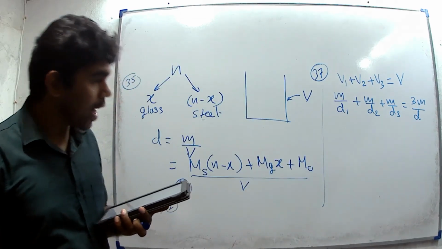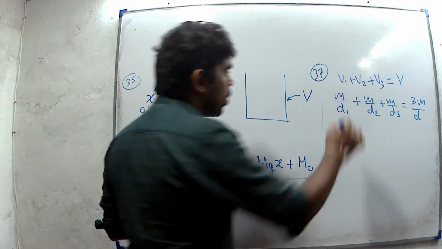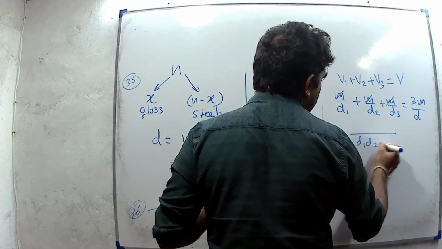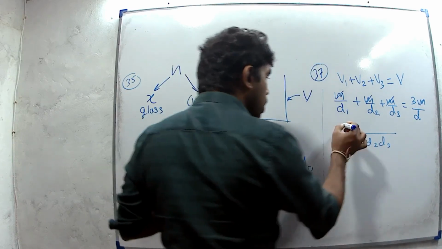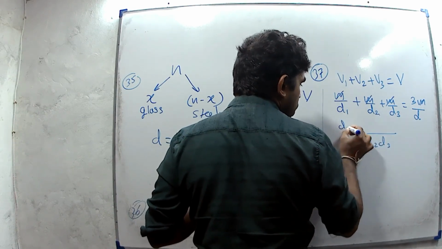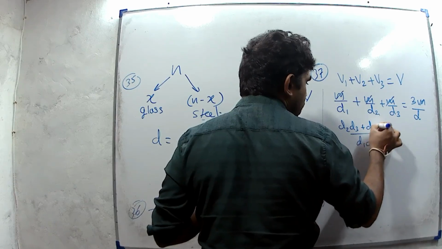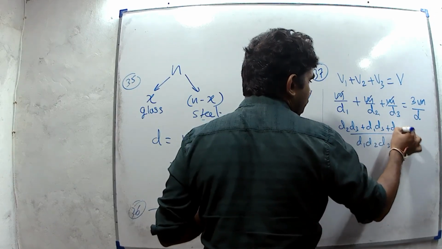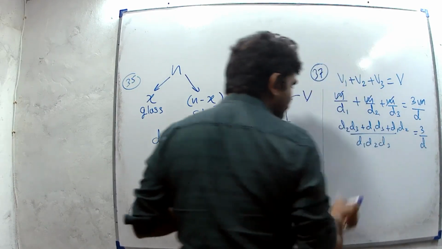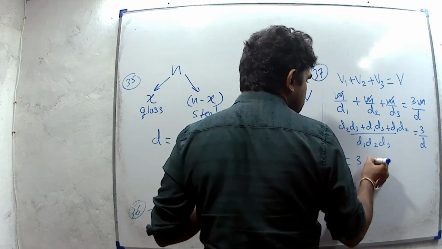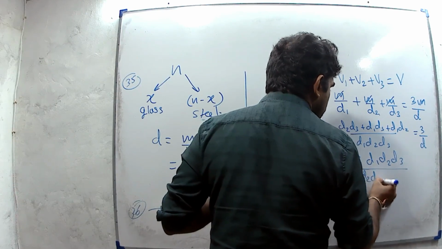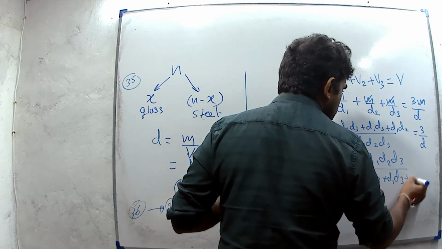We have to find the resultant density d. We can cancel out all m terms. We have to get the LCM: d1 d2 d3. Then d2 d3 plus d1 d3 plus d1 d2 equals 3 divided by d. Now we can make d the subject: d equals 3 times d1 d2 d3 divided by d2 d3 plus d1 d3 plus d1 d2.